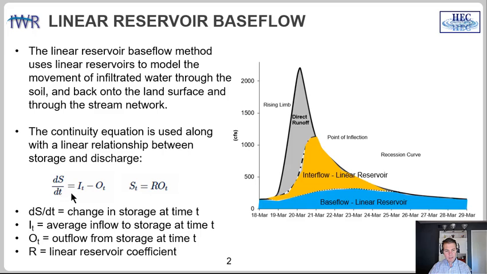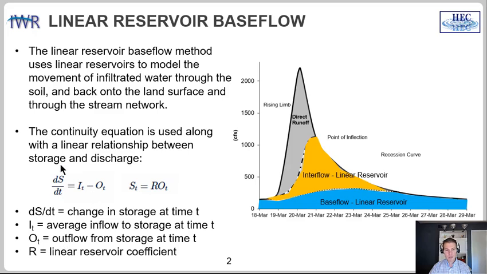So we have this equation on the left, which is the continuity equation. dS over dt is the change in storage at time t. I sub t is the average inflow into the storage at time t. And in the case of this baseflow method, the inflow is going to be inflow from the loss method. And we'll talk more about that in just a second. O sub t is the outflow from the storage at time t, so this is the outflow from the linear reservoir.